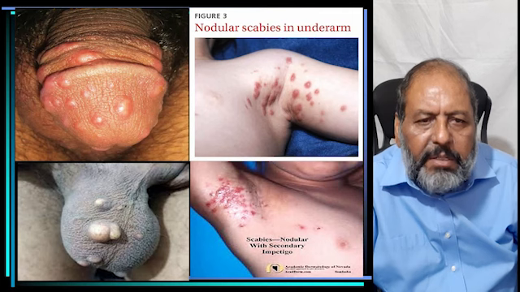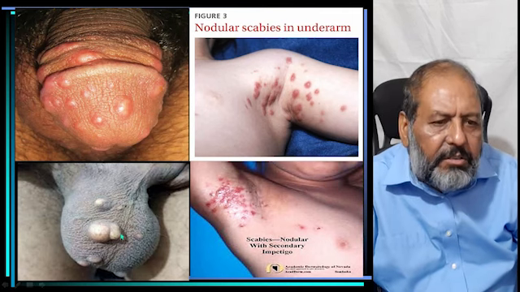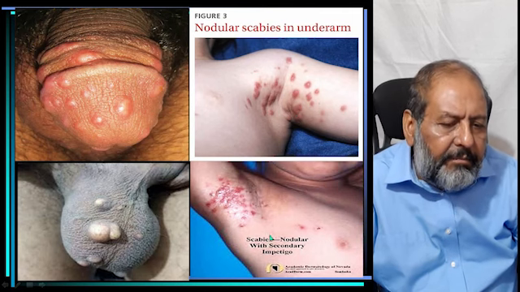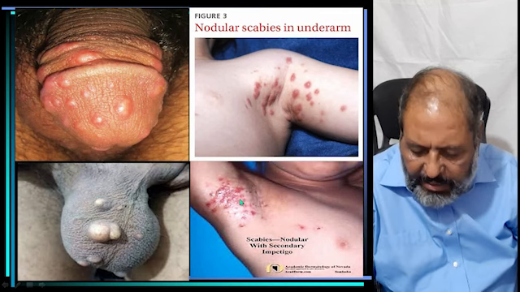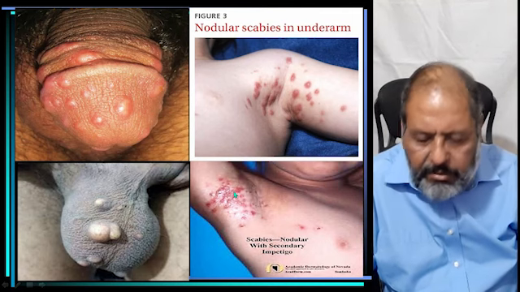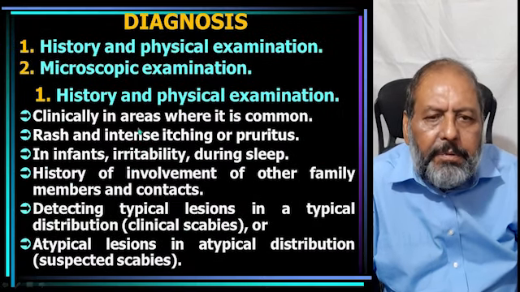So here one can see the nodular scabies on the penis, on the scrotum, and in the underarm, and then this nodular scabies with secondary bacterial infection leading to impetigo. So that is all the presentation of nodular scabies.